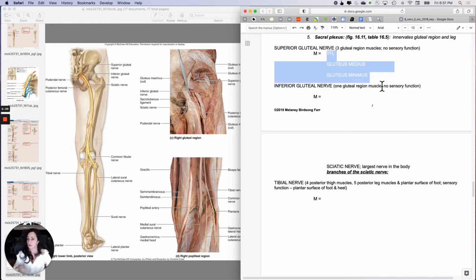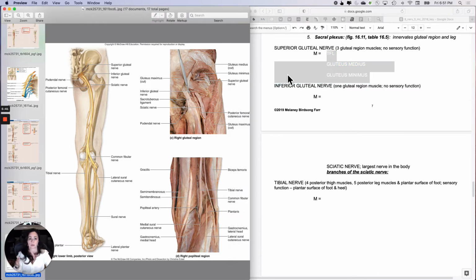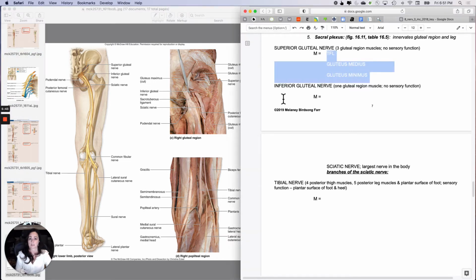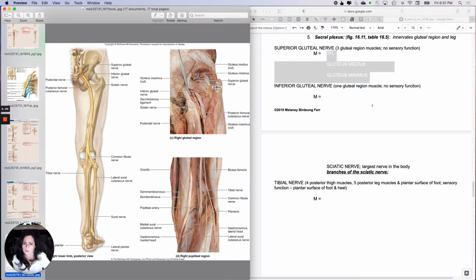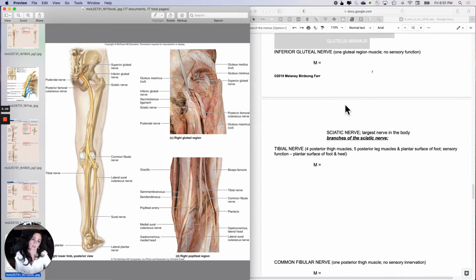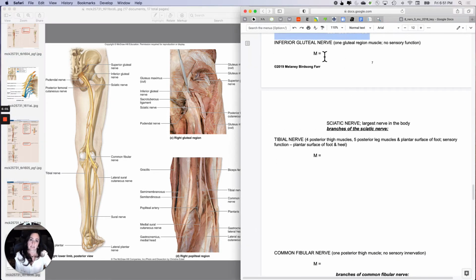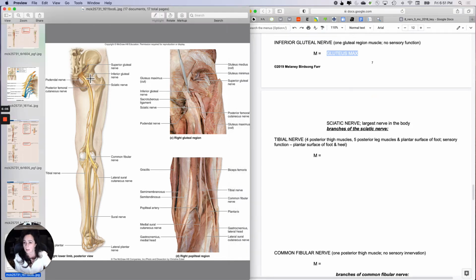So it has no sensory function. So that's the superior gluteal nerve, and that's the ones that it does. And the superior gluteal nerve, if you were looking for it, is right here. Okay. The inferior gluteal nerve is the lower one of the two, not surprisingly. And it does one gluteal muscle, and it doesn't have any sensory function. So the gluteus maximus is innervated by that one, which is the same as that one right there.